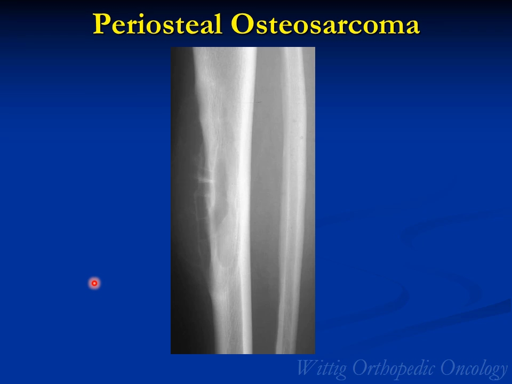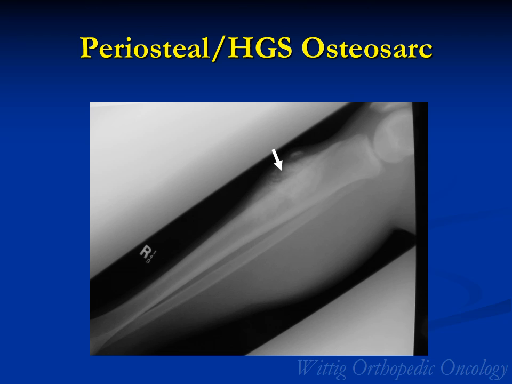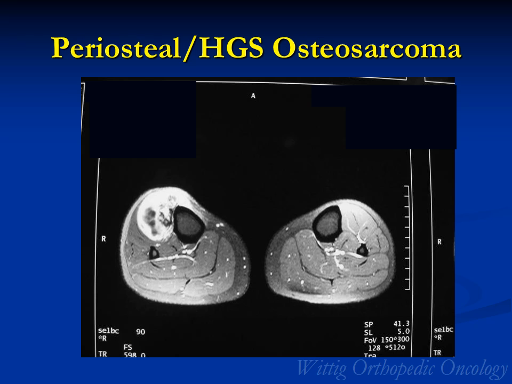Again, a closer view of the periosteal osteosarcoma. Is a periosteal or a high-grade surface osteosarcoma. Again, periosteal high-grade surface osteosarcoma occurring on the surface of the bone. CAT scan of a periosteal high-grade osteosarcoma. And this is the MRI of a periosteal high-grade osteosarcoma.